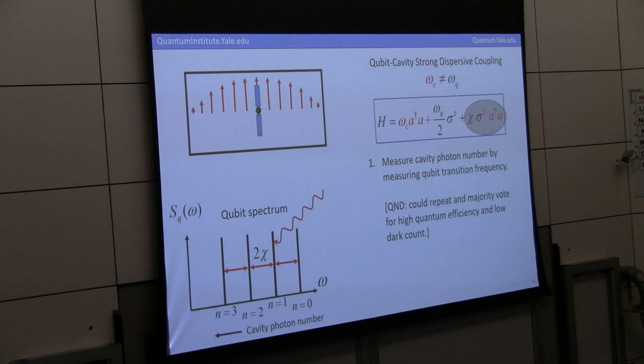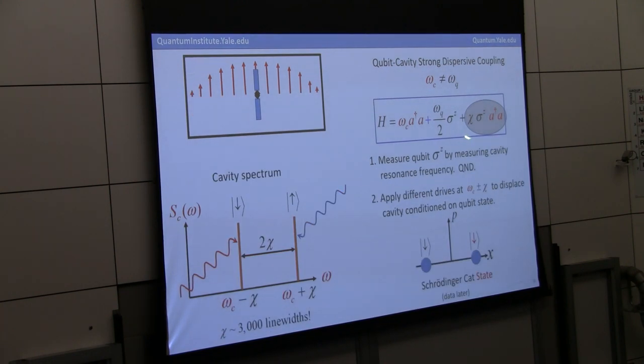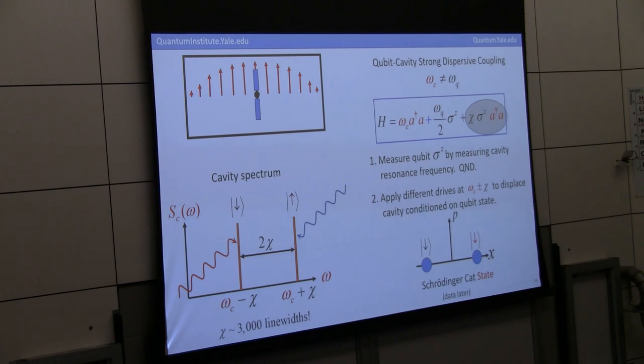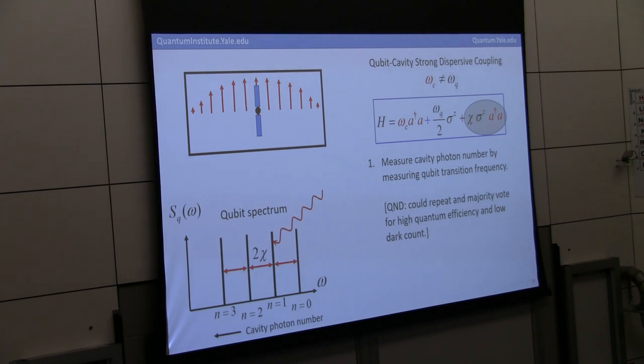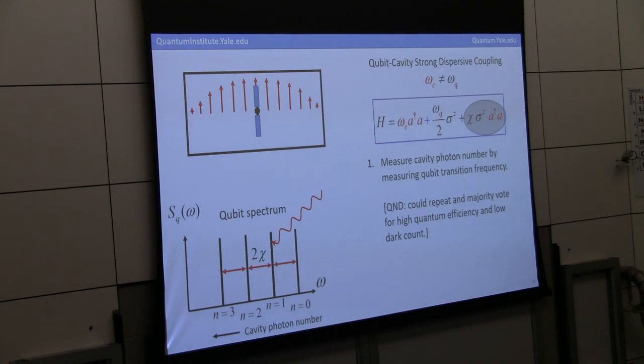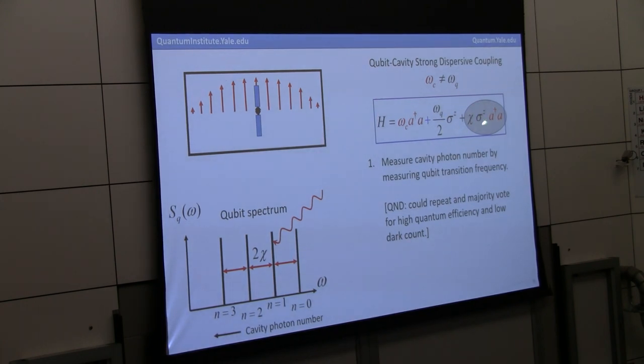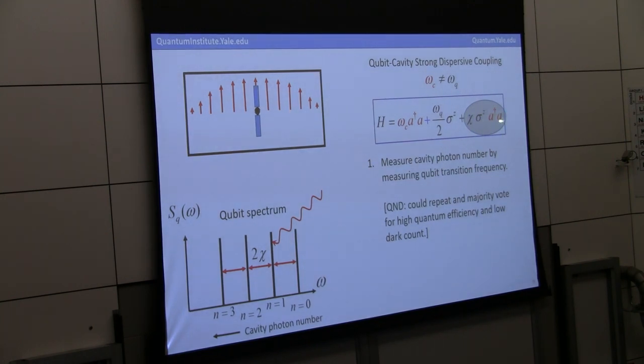Okay, so that was the interpretation of this term, that the frequency of the cavity depends on the state of the qubit. Now I'm going to take the very same term and say, no, it's not the coefficient of A dagger A that depends on sigma z, it's the coefficient of sigma z that depends on A dagger A. And then I say, oh, but that means that the frequency of transition of the qubit depends on how many photons are in the cavity. It's the same term, but a completely different interpretation. And so there's a light shift of 2 chi every time I add a photon to the cavity.